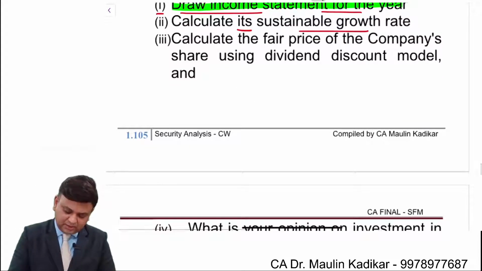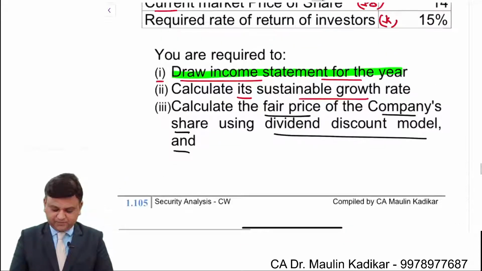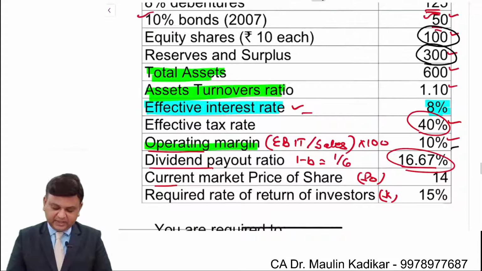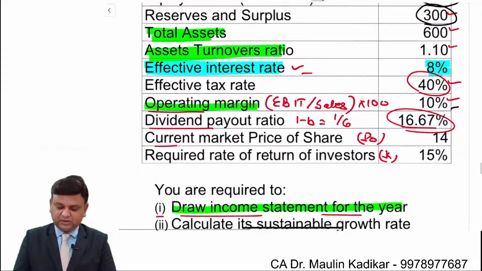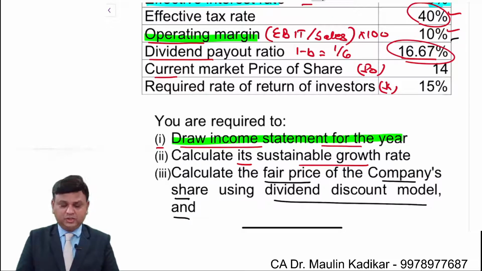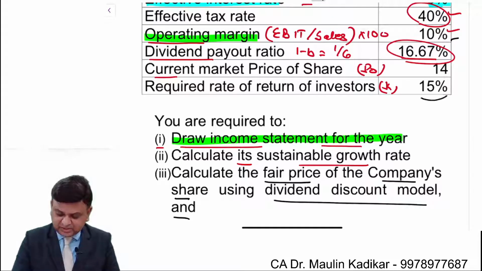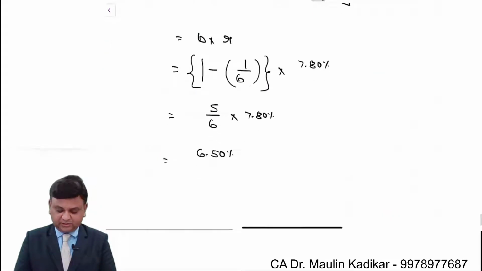Third question. Calculate the fair price of the company's share using dividend discount model approach. So we are required to make the computation of the price of the security using dividend discount model approach. You can see that we already have found the dividend. We already have found the growth rate. Cost of capital is given to us in the question. So with that, we can make the calculation of the P0 using the dividend discount model approach.